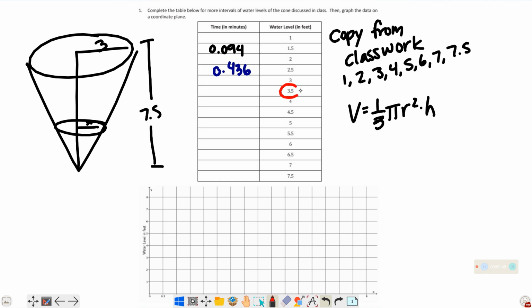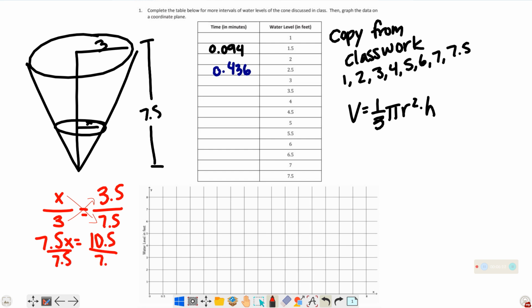Now for 3.5. The small height is 3.5. The original height was 7.5. The small radius is x. The original radius was 3. Cross multiply. X times 7.5 is 7.5x. 3 times 3.5 is 10.5. And then we'll divide both sides by 7.5 to solve for x, which gives us 1.4. Over here, the 1.4 is used for our radius.